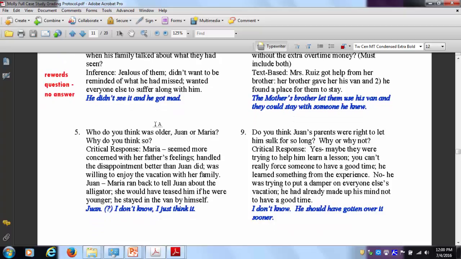All right, here we move on. Who do you think was older, Juan or Maria? Now, the person says Juan. You cannot give half credit, folks, even though that's an answer. But all you have to say is either Juan or Maria because it tells you. And so his response provides no support. So notice he misses key textual information.